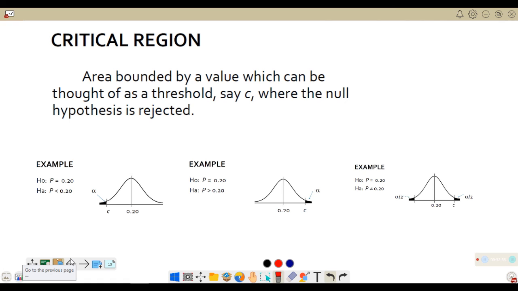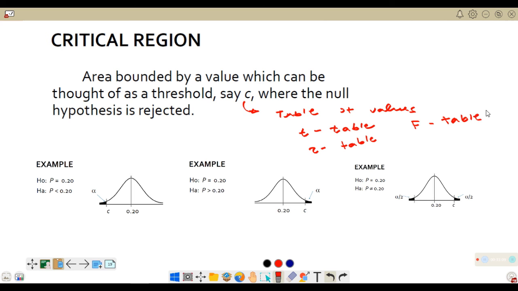Likelihood of error. Now, ito yung sinasabi ko kanina, yung mga critical regions. Area bounded by a value which can be thought of as a threshold, say C. And this C is usually derived from a table of values in statistics. Depende dun sa ginagamit mong test statistics. Minsan magkakaroon ka ng use ng T-table. Sometimes you are going to make use of the Z-table. Other times you are going to perform F-test. So, F-table naman yung gagamitin mo.